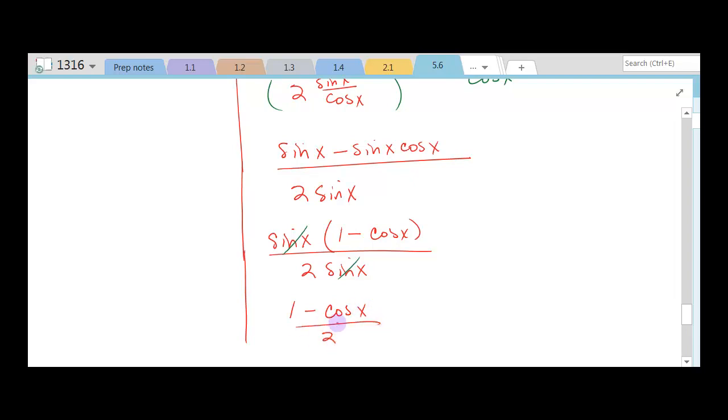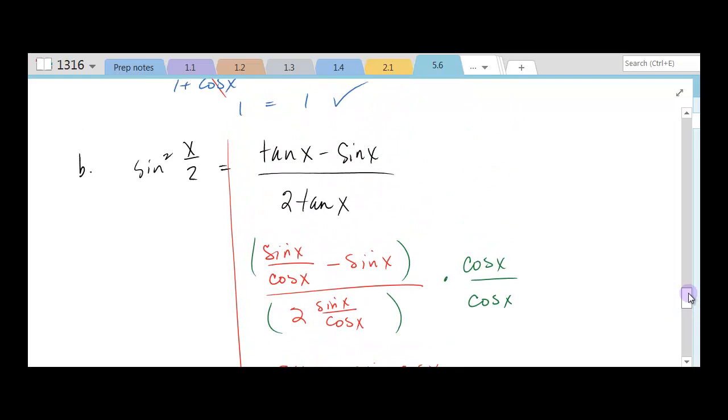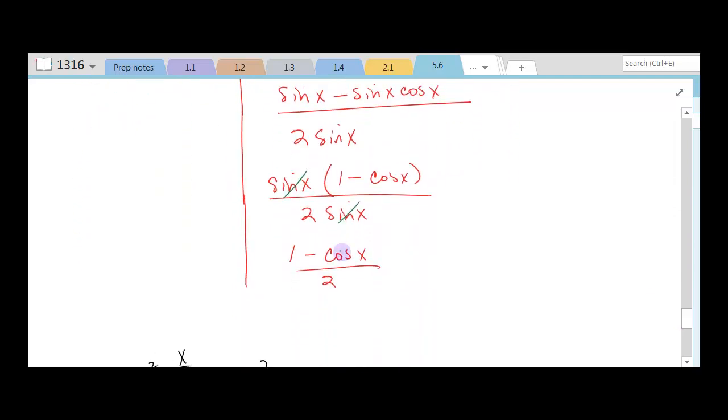So if you stop right here and you don't know where to go, go back to what we're trying to turn this into. So I'm going to go back up here to the top. I recognize that although sine is squared, it's still a half angle identity. The half angle identity for sine looks like 1 minus the cosine of x divided by 2, all under a radical. And just so that I can remind you, that's pretty close to what we have on the right hand side.